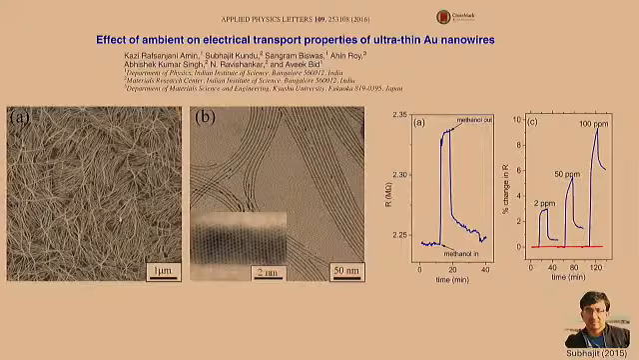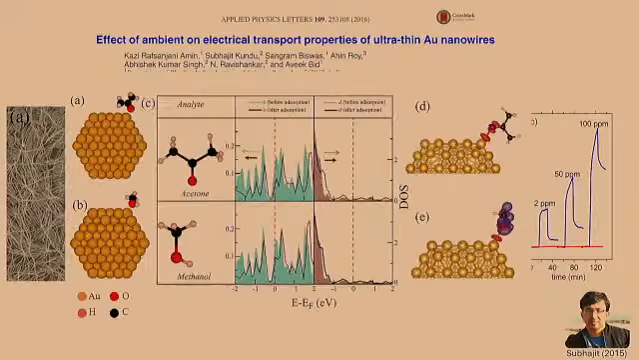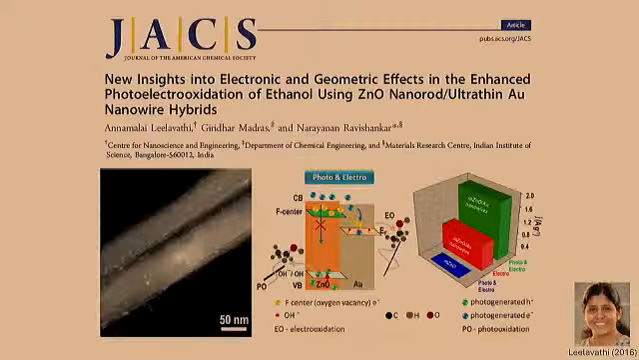So again, we have a situation where gold behaves completely differently from what we normally expect, right? And of course, I'm not going to talk about this. We also showed some other studies where we are able to grow these gold nanowires on zinc oxide, for example, and it shows enormous improvement in photoelectro-oxidation of things like ethanol, right? If you shine light, electron-hole pairs are created in zinc oxide that get transferred to the gold, and therefore it shows a huge increase in the photoelectro-oxidation of ethanol.